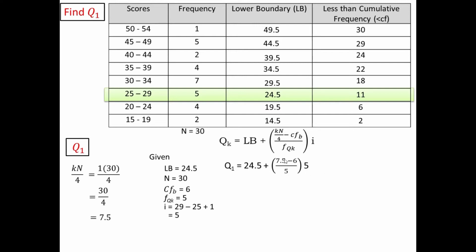Next, simplify natin itong part na to. So, kopyahin natin to, subtract 7.5 minus 6 is 1.5. So, that will be Q sub 1 equals 24.5 plus 1.5 divided by 5 times 5. Next, 1.5 divided by 5, that's equal to 0.3. Next is 0.3 times 5. Unahin muna natin yung nandito kasi PEMDAS rule bago ka mag-add. So, 0.3 times 5, that's equal to 1.5. Gamit ang ating calculator. Last step is add mo na lang siya. So, 24.5 plus 1.5, that's equal to 26.